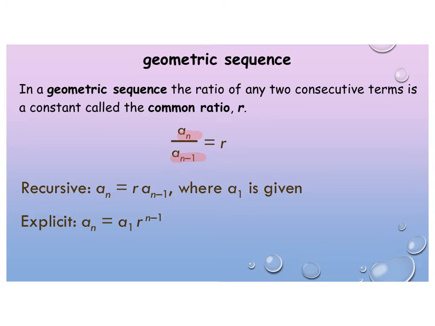Okay, again, we have some standard formulas for recursive, and you've got to specify a sub 1, and explicit. These are easier because you don't have to simplify. Most of these are fine just how you write them. Whereas the arithmetic explicit, you had to simplify.